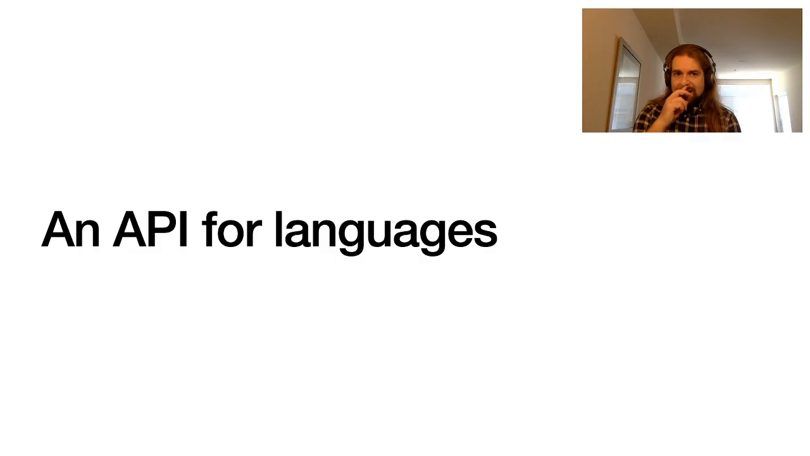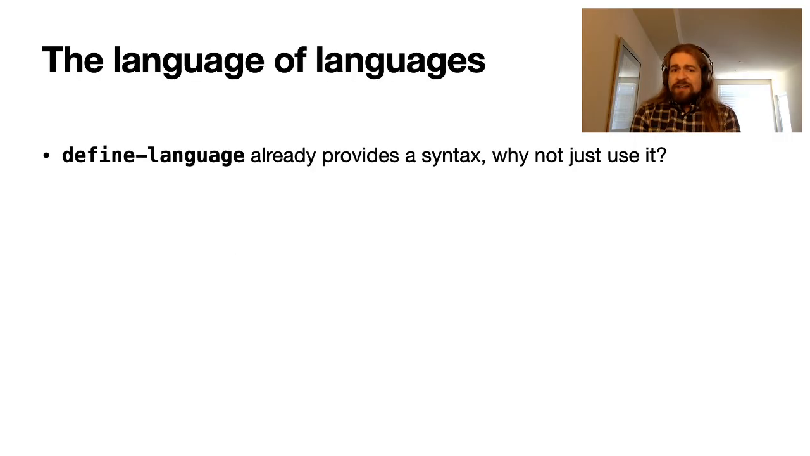So let's start by talking about an API for languages. Well, doesn't define-language sort of already provide us a syntax? I mean, obviously we have a syntax that we're using, that we're decoding with syntax-case in order to write our languages. But there are a couple of problems with it.